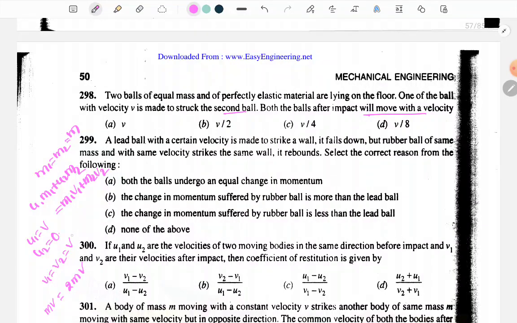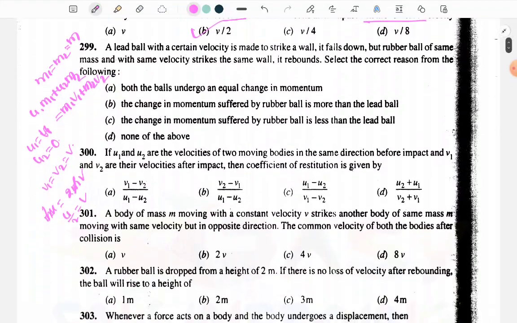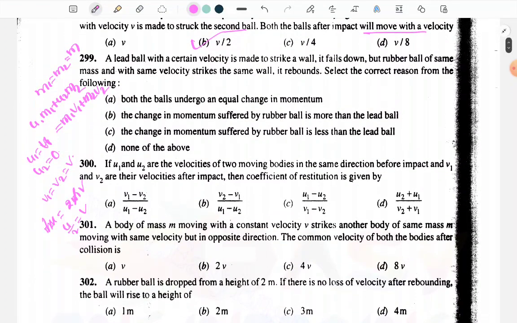This is some another velocity. See, this is v1, this is some u, this one is some u tried, this is some vu, right? So m will cancel, so u by 2, v is equal to u by 2, that is v by 2. Okay, 298 is b. 299, a lead ball with a certain velocity is made to strike the same ball. Reason for this following: the change in momentum suffered by the rubber ball is more than the lead ball. So 299 is b.